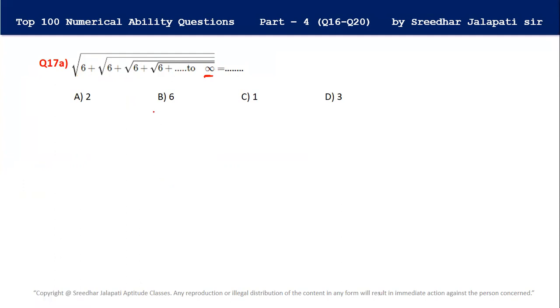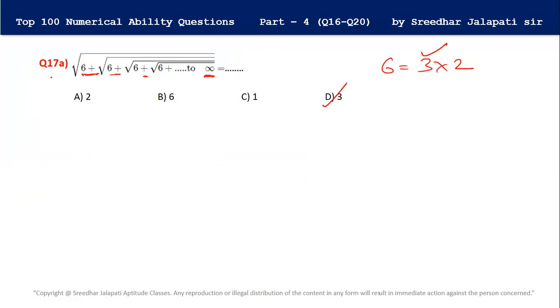Now I'll give you the shortcut first. Whenever the number is same and it is plus in between and infinite terms, then this number you need to write as product of 2 consecutive integers. So 6 can be written as 3 into 2. As the symbol is plus, bigger number is the answer. As the symbol is plus, bigger number, that is 3, is the answer.